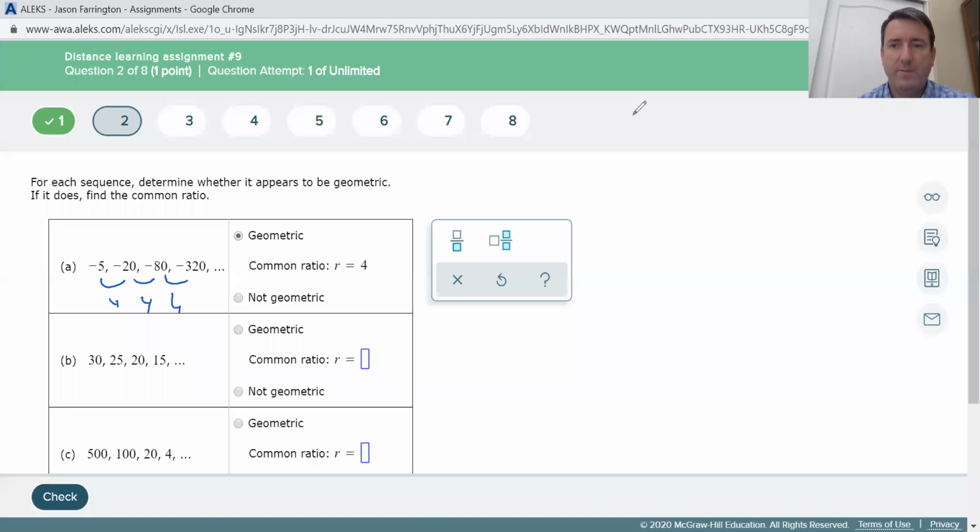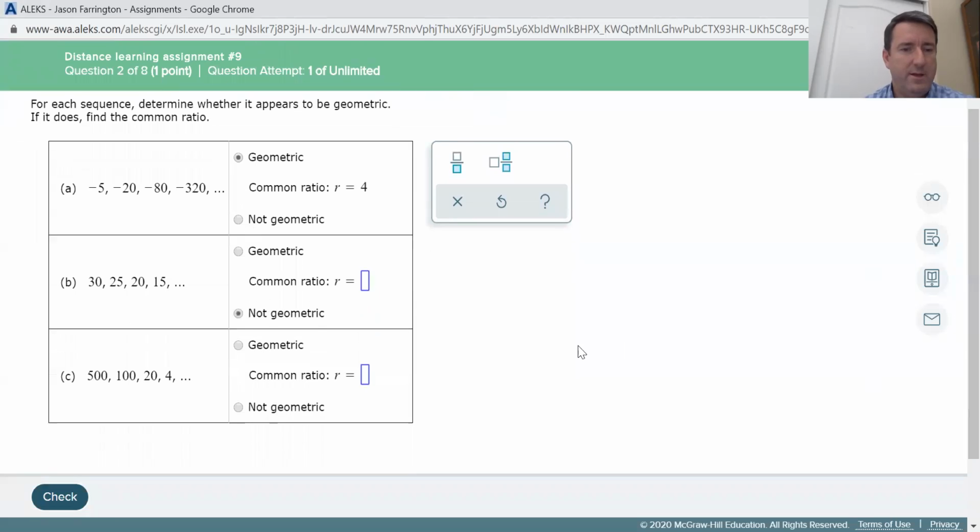The next one, and we can see that this is not going to be geometric. This is arithmetic. We're adding -5 each time. So we're just going to mark not geometric for that one. And then for this last one, part C, we've got 100 divided by 500 is 1/5. And 20 divided by 100 is 1/5. And 4 divided by 20 is 1/5. And so this is geometric, and the common ratio is 1/5.